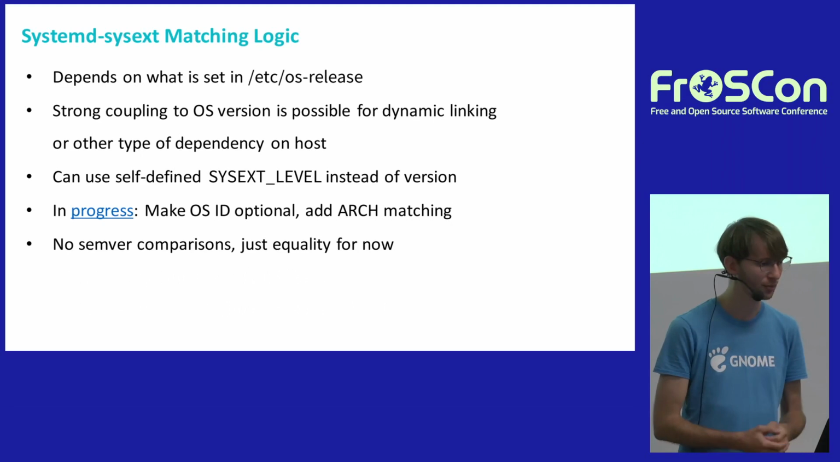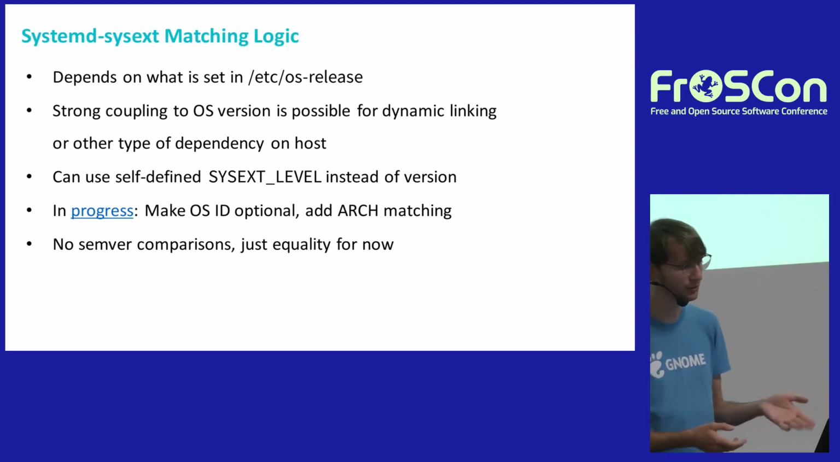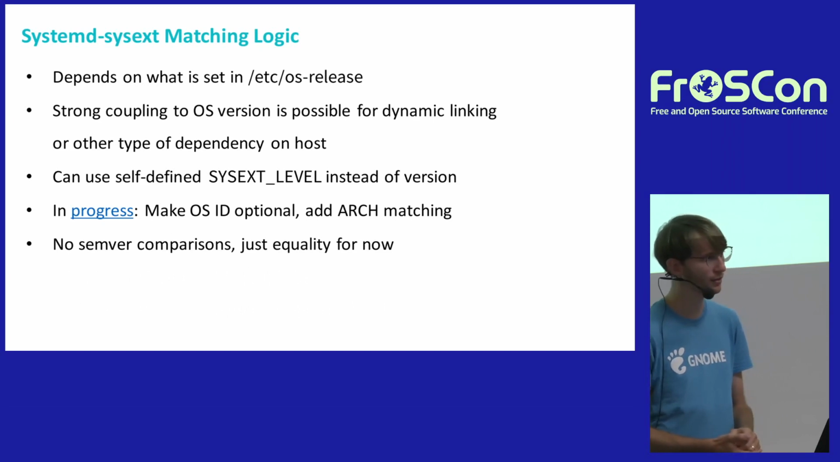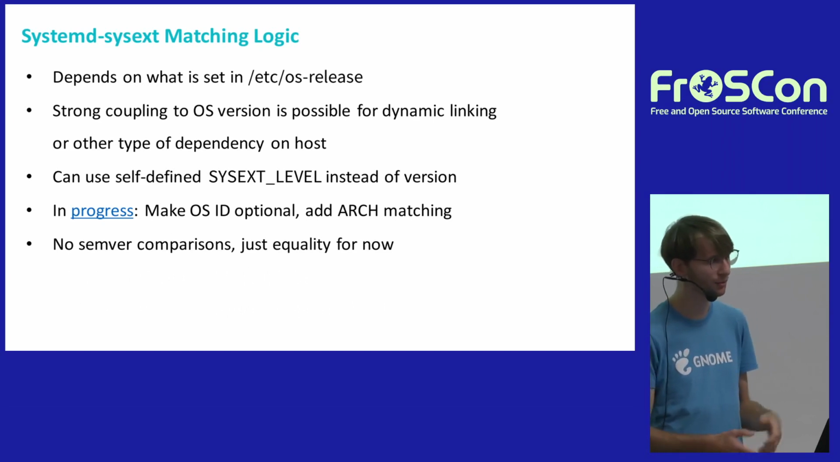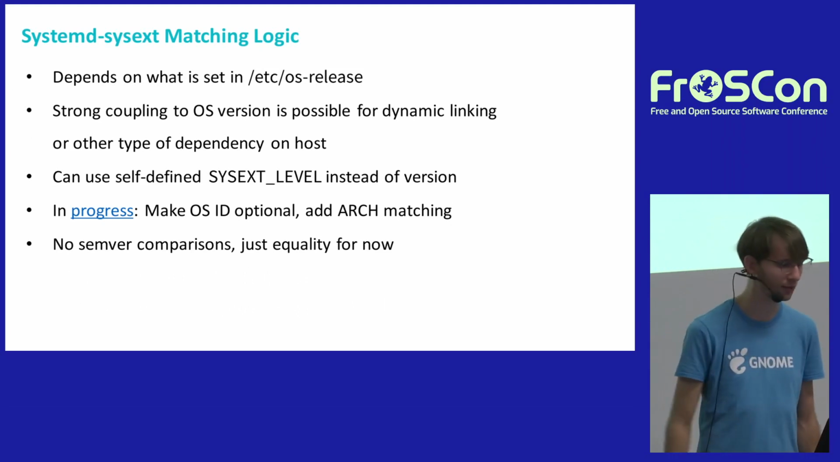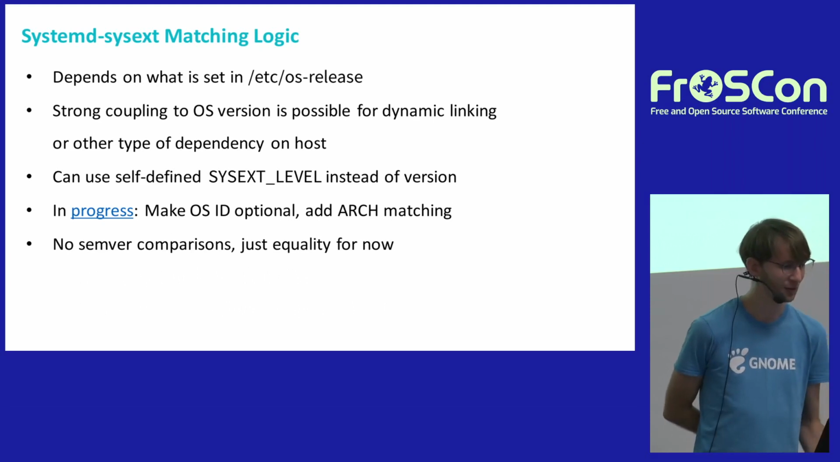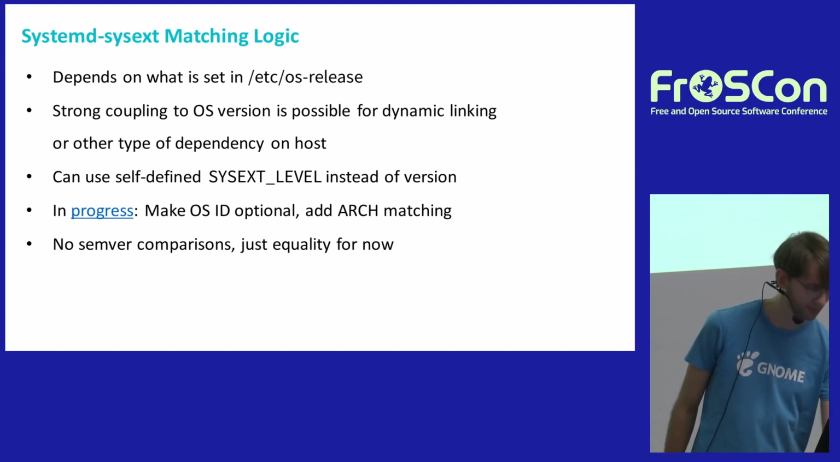Also in progress in the systemd project, as I said, is making this OS ID matching optional, to have _any as value in the sysext release file. And I also added architecture matching, so that you can say my user space binaries that I provide in this extension image are ARM64 binaries, and I expect the host to be able to run them. And there are no semver comparisons or something like that. No semantics, it's just simple string matching for now. And it's quite new.